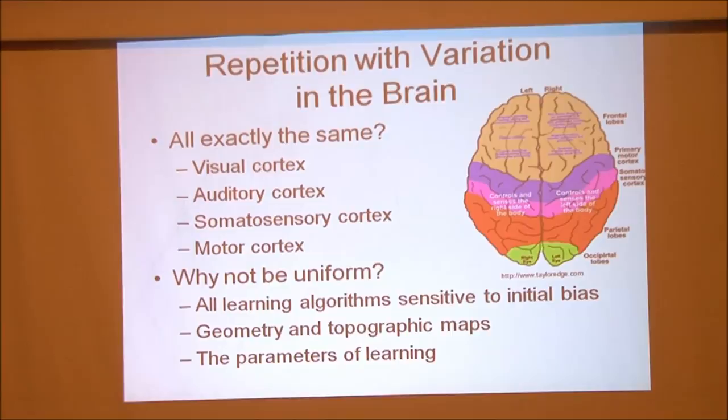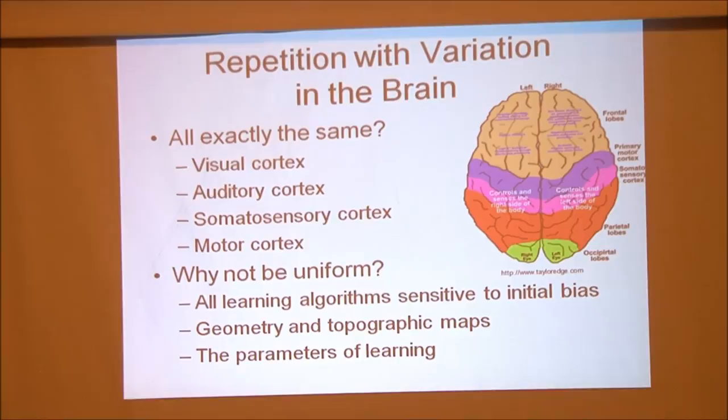Because after all, we know that all learning algorithms are sensitive to initial bias. The initial setup of the system is going to impact the ultimate trajectory that the system takes. And a really simple example: think about an artificial neural network and the initial weights of the system. You take a particular neural network and you initialize it with a certain pattern of weights, and it will come out to a different endpoint, or end state, than a neural network that was initialized with a different set of weights, even if they both experience the exact same experiences over the course of their lifetime, because of the initial bias.